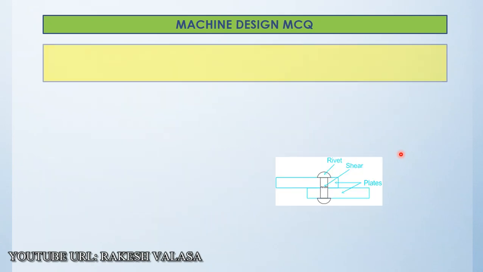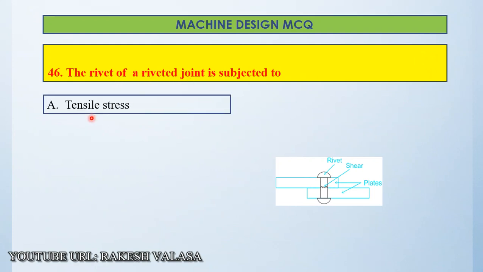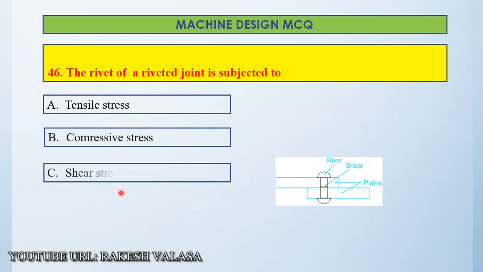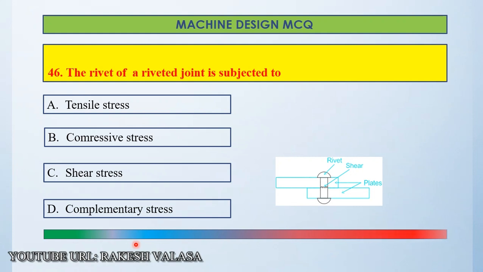Question number 46. The rivet of a riveted joint is subjected to option A tensile stress, option B compressive stress, option C shear stress, option D complementary stress. The correct answer is option C shear stress.